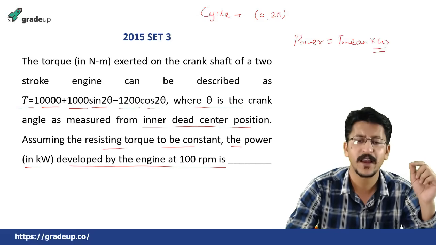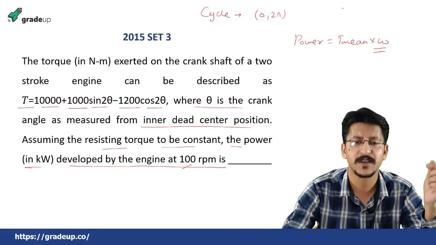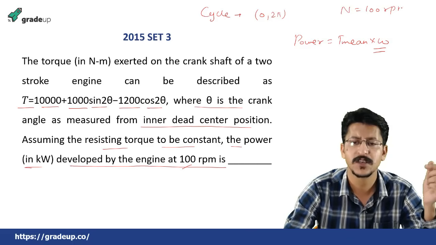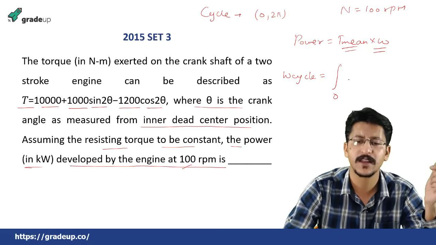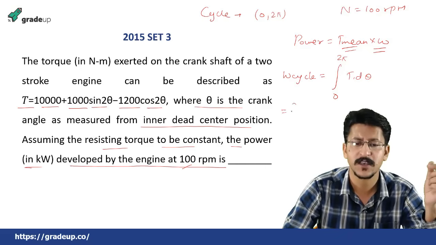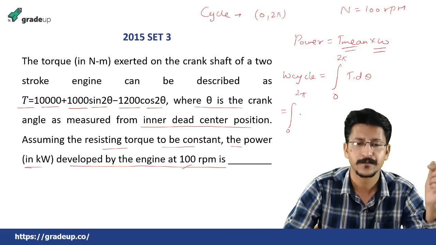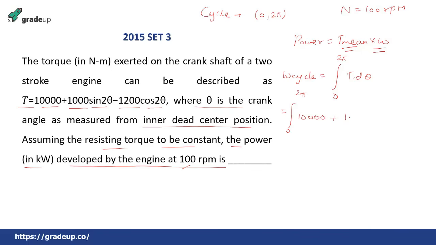Omega can be directly calculated because N has been given to you equal to 100 rpm. You just need to find out the T mean, and for finding the T mean you need to find out the W cycle, that is the integral from 0 to 2 pi of T d theta. So if you do this as the integral from 0 to 2 pi of 10,000 plus 1000 sine 2 theta minus 1200 cos 2 theta, whole integration like this, you will get 10,000 pi Newton meters. Okay, this is W cycle.